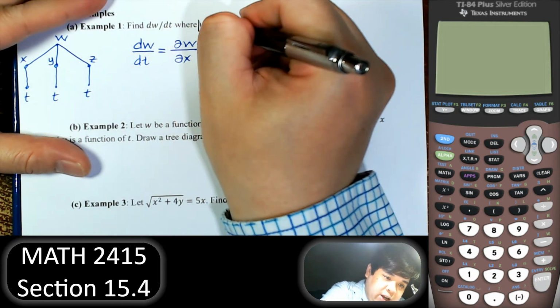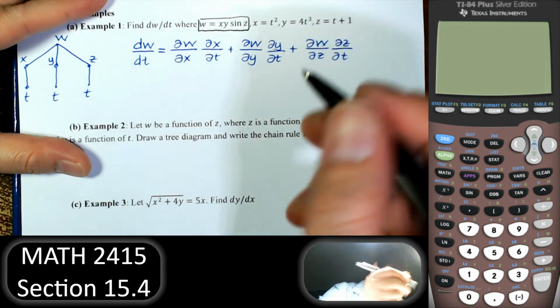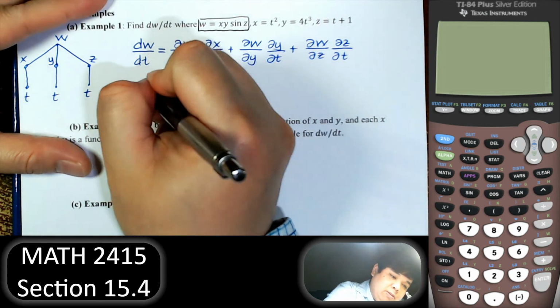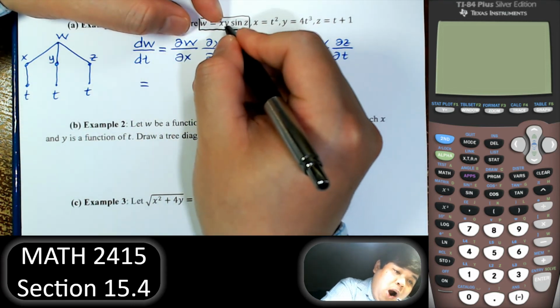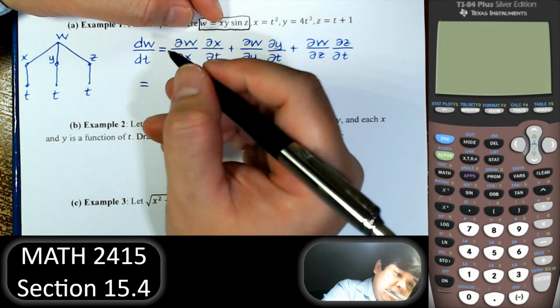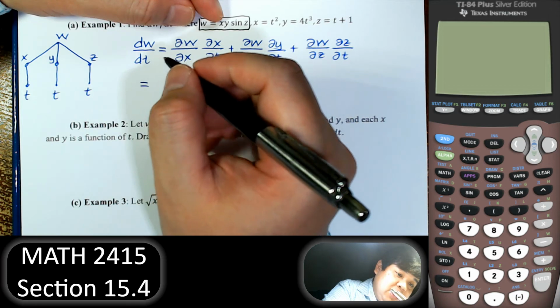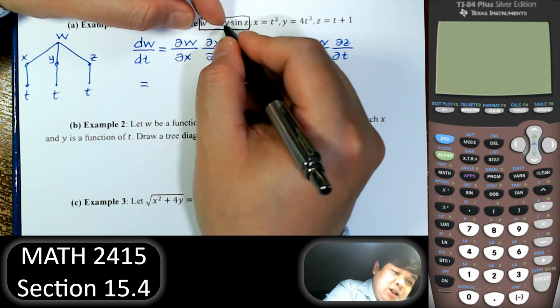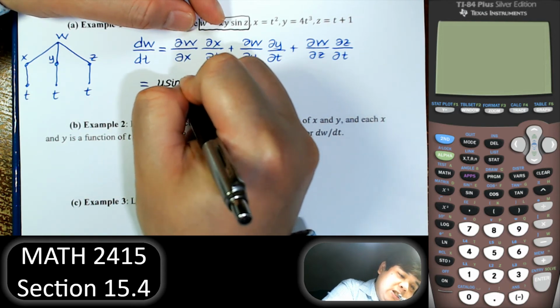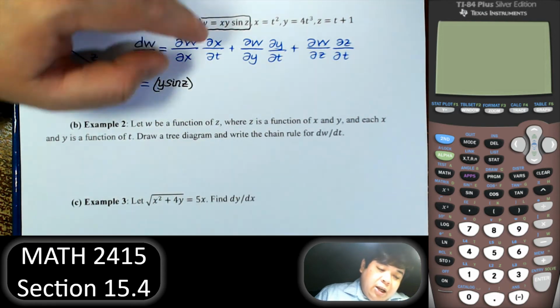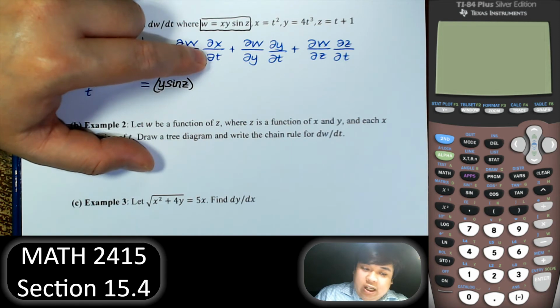W is a function of x, y, and z. The derivative of this with respect to x, with y sine z constant: the derivative of x is 1, and then we just have y sine z. Then the derivative of x with respect to t.